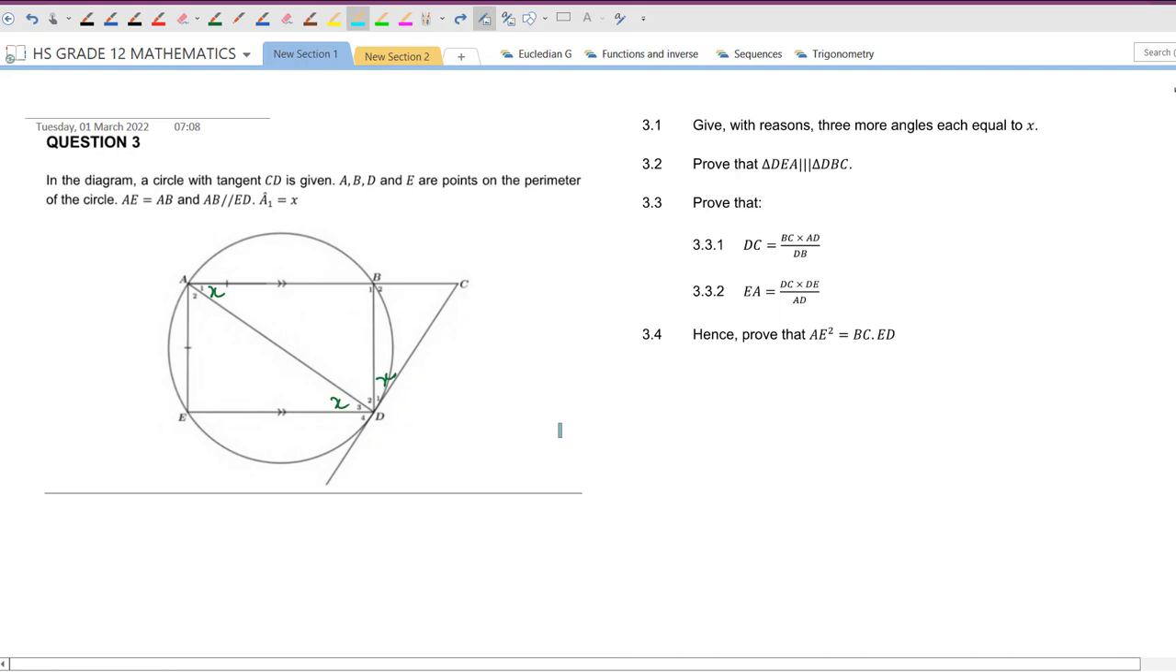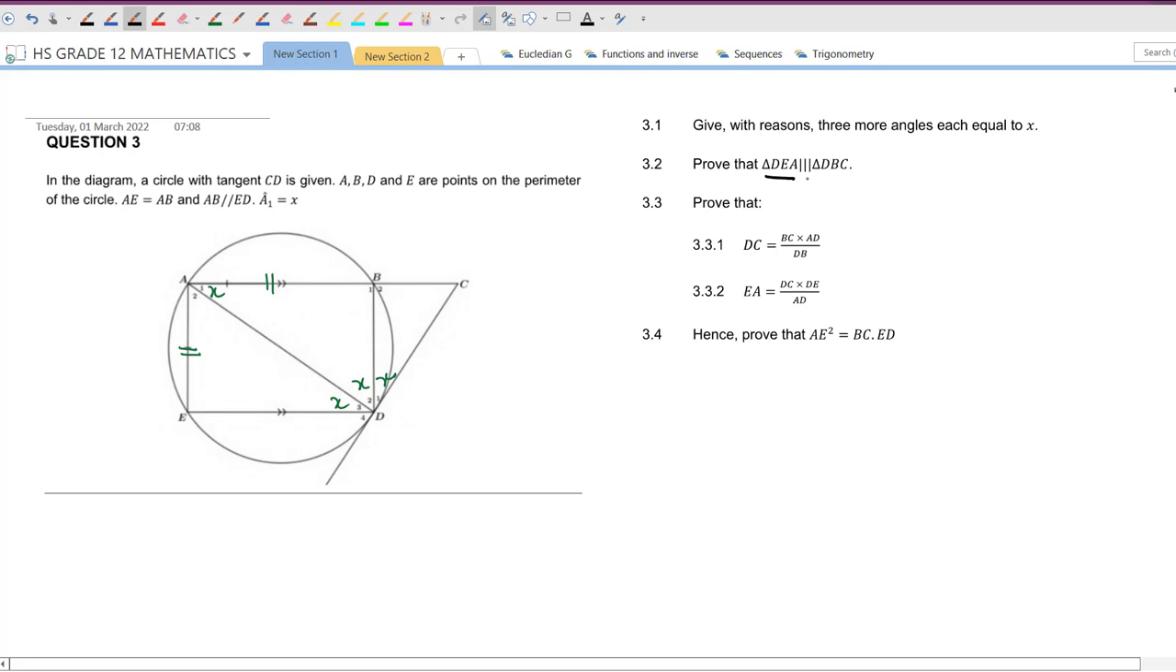Then a third angle, I think this one's quite difficult to see. Equal chords have equal angles. So this chord and this chord are the same. So AE has x there on the segment of the circle, and AB will have x there. So those are the three angles. I'm not going to write it down. You can write the reasons for yourself. Okay, so that's done. That's three other angles.